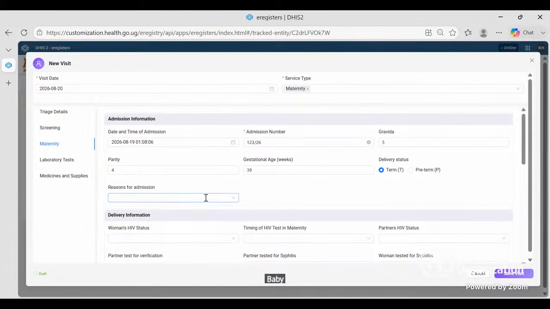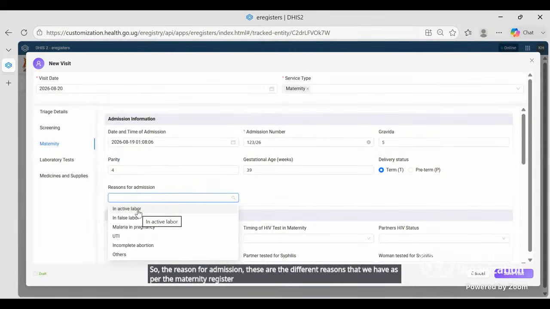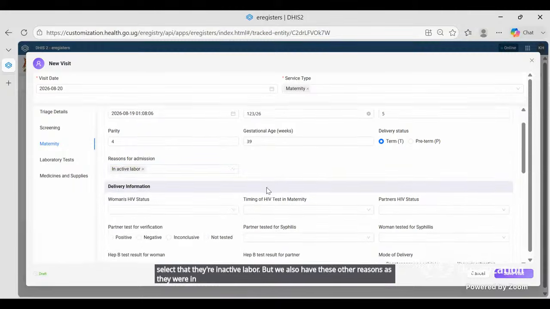So the reason for admission: these are the different reasons that we have as per the maternity register. Assuming our mother is in active labor, we shall select that they are in active labor. But we also have these other reasons as they were in the maternity register.